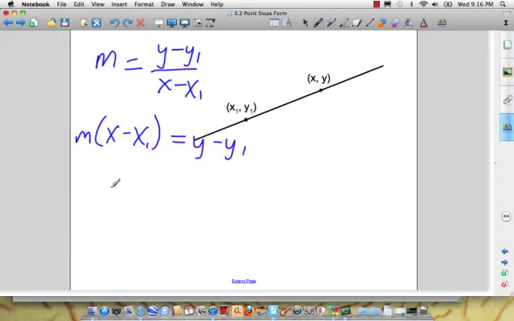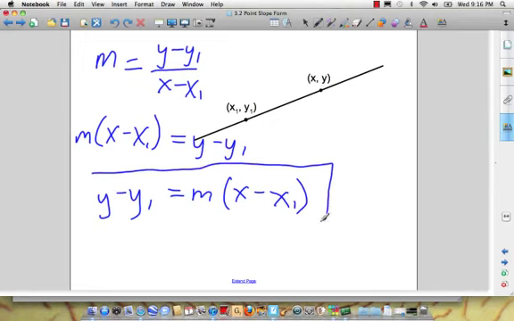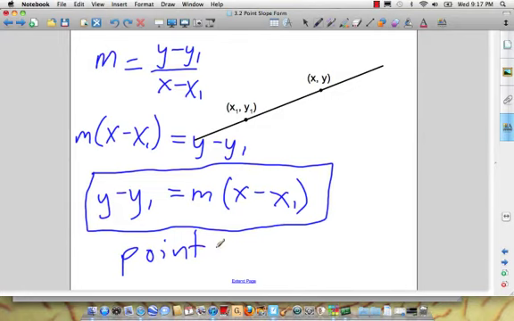If I just reverse what's on either side of the equal sign, I get what is called the point-slope form for a linear equation. Okay, so I'm going to go ahead and box that up. That's an important result. It's called the point-slope form. And we can use it to find the equation of a line if we have a point on the line and the slope of the line. I'm going to demonstrate on the next screen how that works.